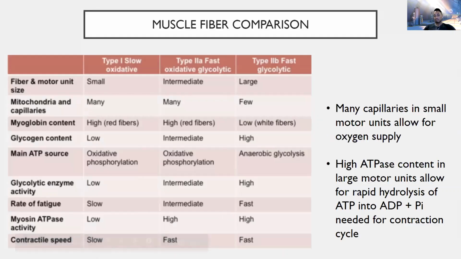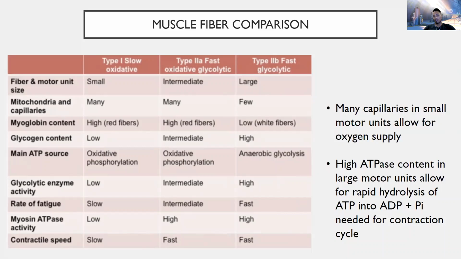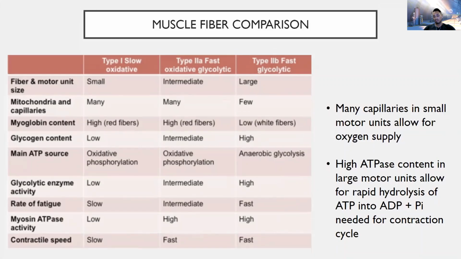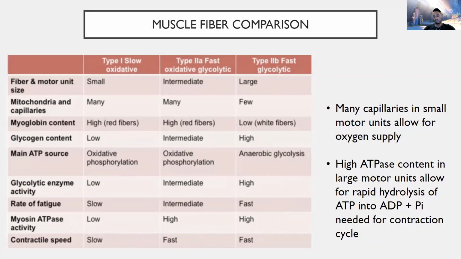This is a chart that compares the different types of muscle or motor units. I would really take the time to go through it and understand what each column is saying, and the differences between the three. The slow oxidative one is the small one. The fast oxidative glycolytic, or fast oxidative, is the intermediate. The fast glycolytic is the large motor unit.